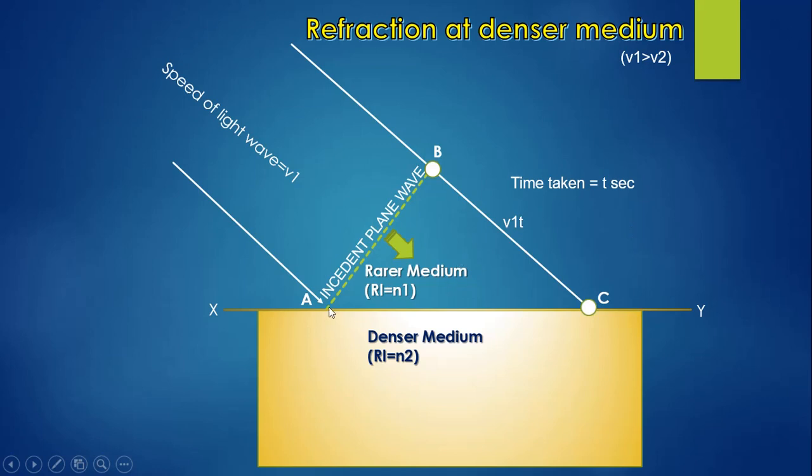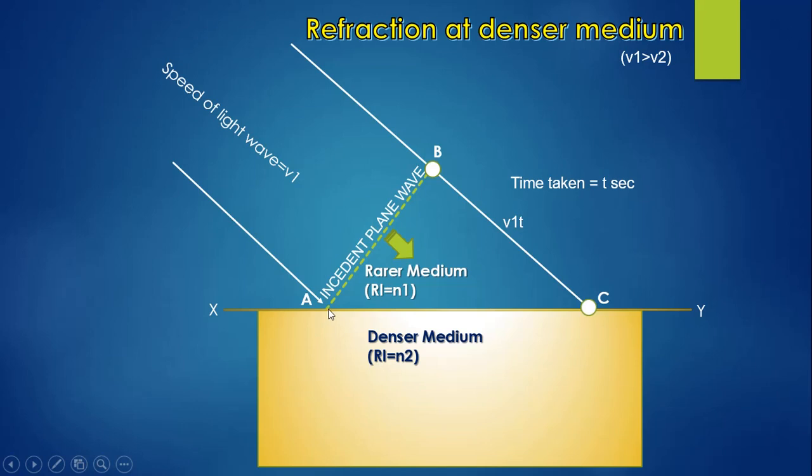So now its other end, the A end, has already touched the interface. If it starts its journey now, it is going to enter into the denser medium. It will start to travel in the denser medium. Since the incident plane wave has a speed v1, but with the same speed it is not moving in the denser medium. Once it enters into the denser medium, obviously its speed will decrease. So because of the decrease in speed, in the same time t seconds it is not going to cover the same distance BC in the denser medium. It is definitely going to cover a lesser distance.